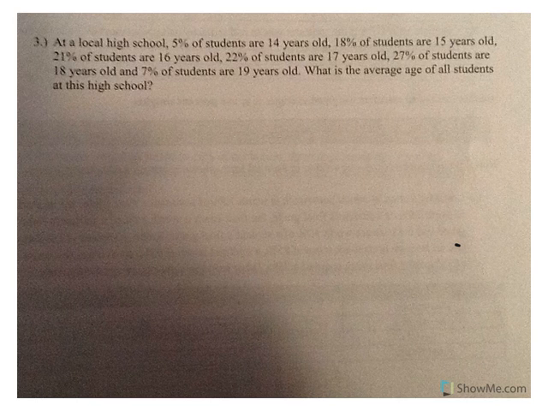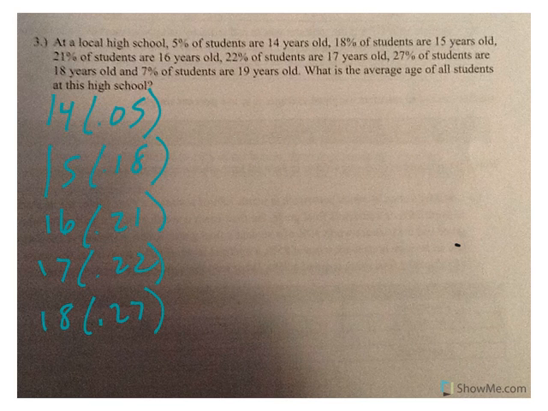So you go through and kind of go one by one. 14 is 5%. 15 is 18%. 16 is 21%. 17 is 22%. 18 is 27%. And 19 is 7%. Right? So each one, and again, percentages add up to 100. As long as your percentages add up to 100, you're golden.